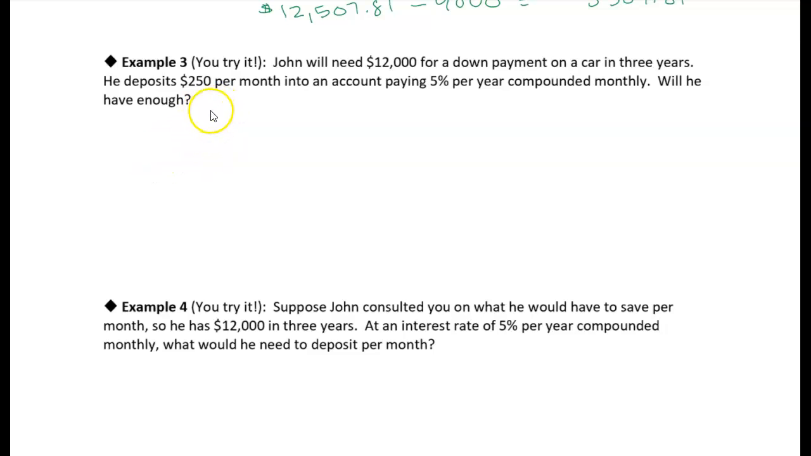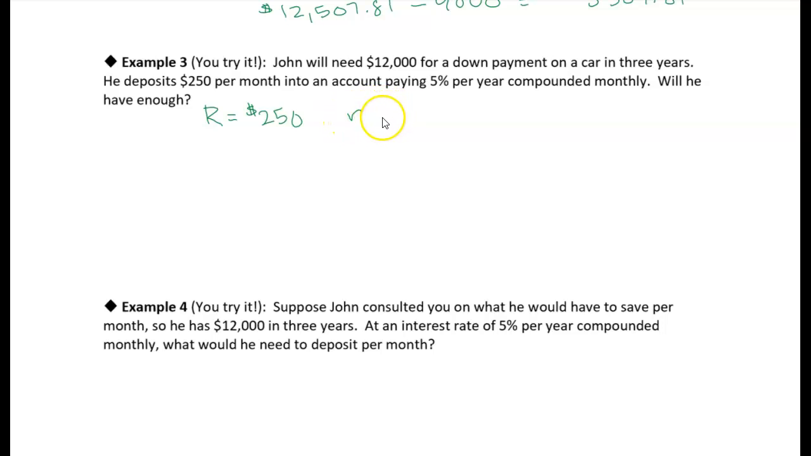All right, so let's identify what we need. We want a future value of $12,000, right? Now we want to calculate the actual future value of this $250 per month at 5% interest compounded monthly. So what we need to do is calculate the future value of that. The monthly payment, the R value, capital R, is $250.